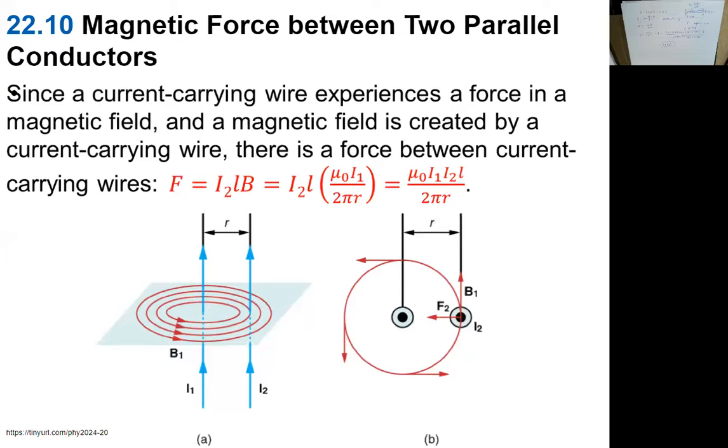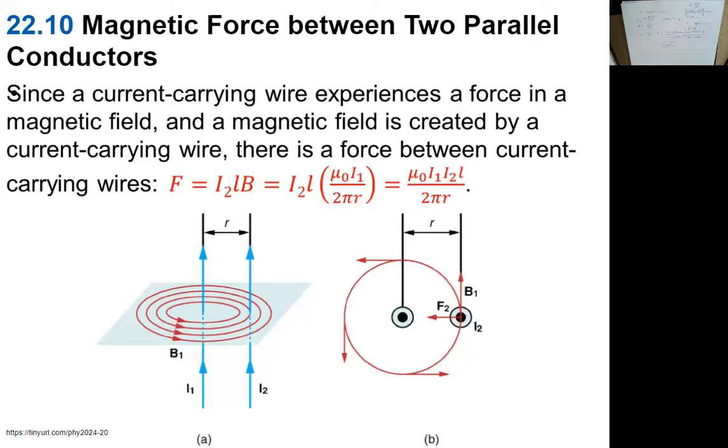If you put that together, the resultant magnetic force is equal to mu naught times the two currents I1, I2, times L, where L is the length of the wire you are particularly interested in, divided by 2 pi r. And r is the separation between the two wires. All right.